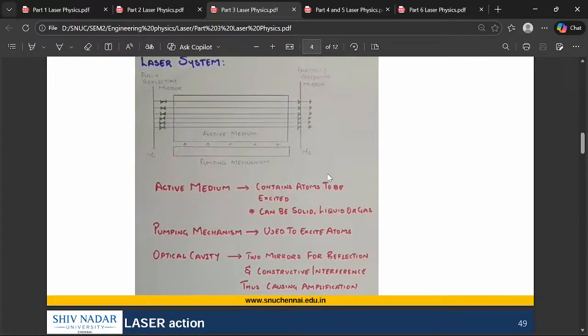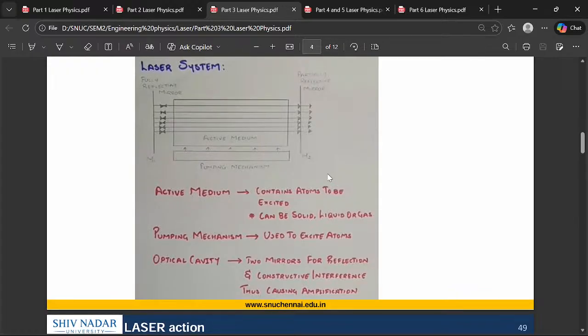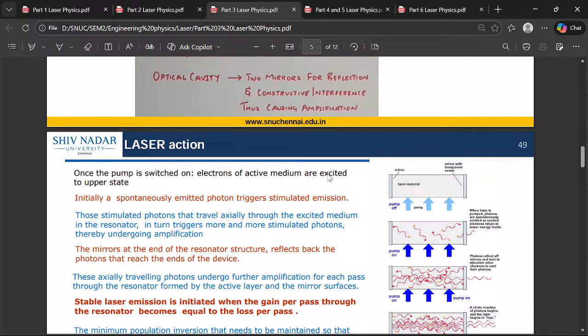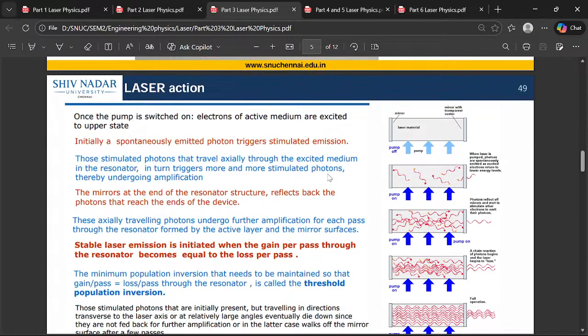So let's see the pumping mechanism. This mechanism is used to excite the electrons in the atom. Right? The optical cavity is two mirrors placed such that the active medium is placed between these mirrors. So this is called the optical cavity. Okay, let's dive into how the laser works.